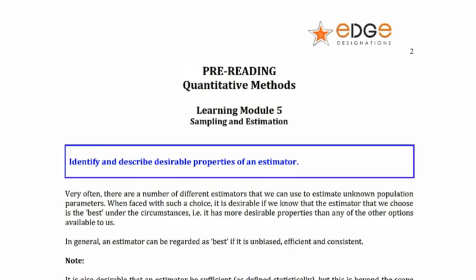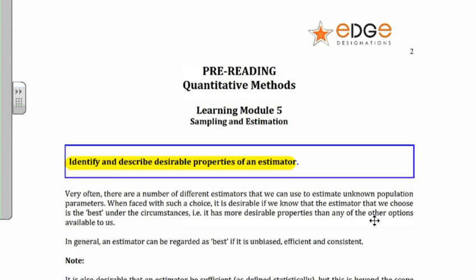Here we go. And as per usual, guys, we always show you the learning outcome statements again on each and every page, just to make sure that we cover everything that is required. Identify and describe the properties of an estimator. Now, just before we get going on this particular reading, we just need to make sure we are fully familiar with what we are dealing with.